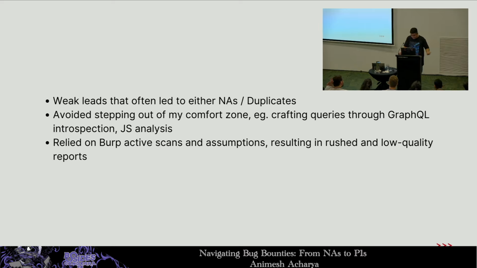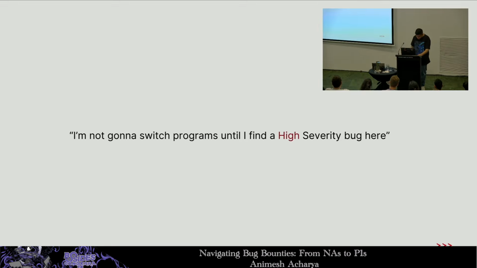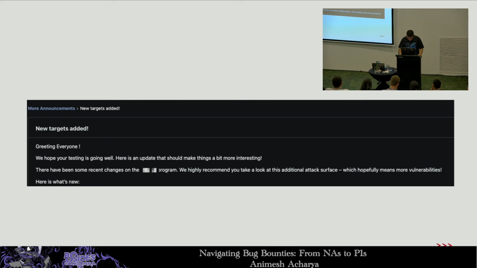I would pretty much just let the HTTP traffic go through my Burp and then active scan it, and just wait for Burp to start blinking red, and then at the end it would just be a TLS issue, right? So that sucked. And at some point I just told myself that, look, if I want to progress here, I'm not going to switch any program, and I'm going to keep hacking on it until I find my first high severity bug.